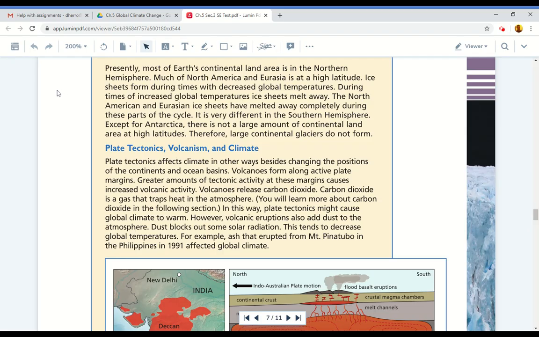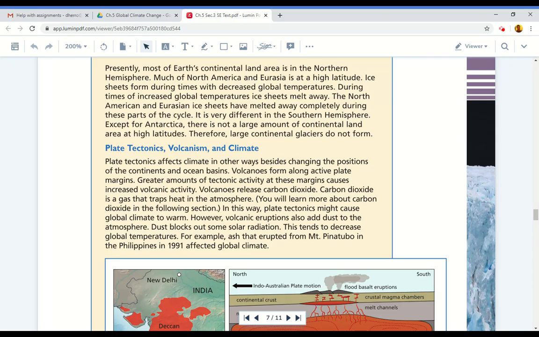Presently, most of Earth's continental land area is in the northern hemisphere. Much of North America and Eurasia is at a high latitude. Ice sheets form during times with decreased global temperatures. During times of increased global temperatures, ice sheets melt away. The North American and Eurasian ice sheets have melted away completely during these parts of the cycle.